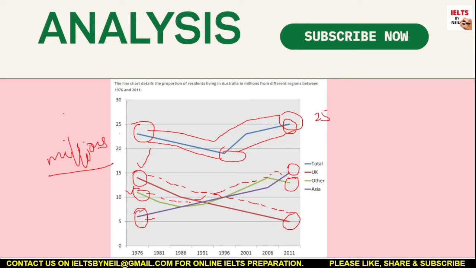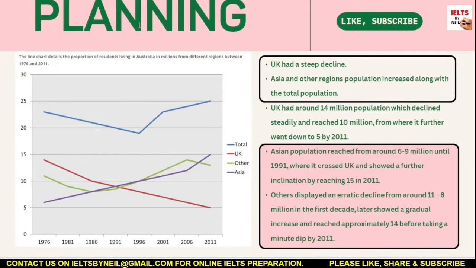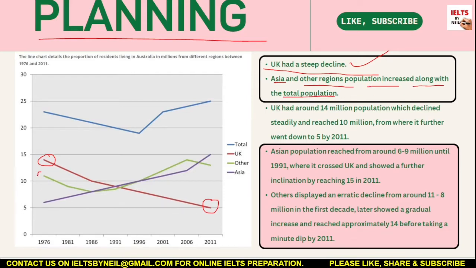So let's put in writing the general trends and the detailed information. This is what we're going to do in the planning now. In the planning section, we talk about what the general trends are and what the detailed information is. If we talk about general trends, these are the two general trends. The UK had a steep decline, from here to here, okay? And Asia and other regions' populations increased along with the total population. The total has also increased from the starting point, okay? So these are the general trends, right?